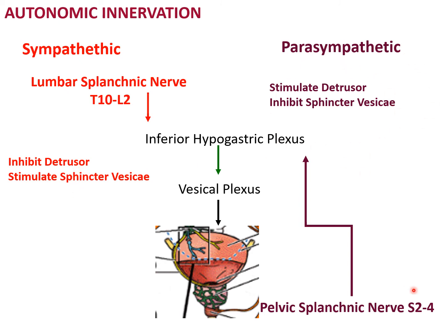The parasympathetic fibers arise from the pelvic splanchnic nerves. They also form a part of the inferior hypogastric plexus. They stimulate the detrusor and inhibit the sphincter vesicae.